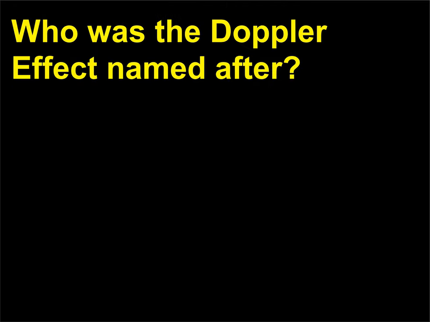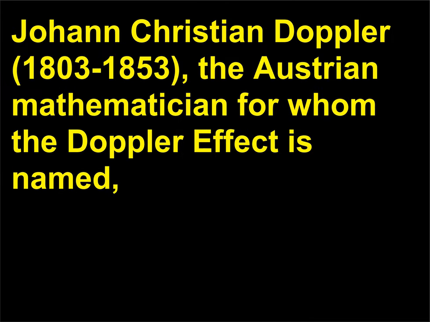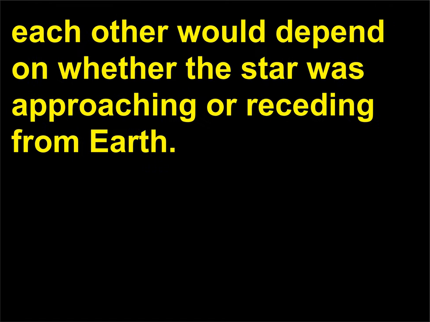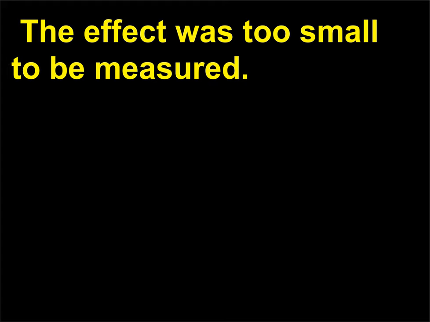Who was the Doppler effect named after? Johann Christian Doppler, 1803-1853, the Austrian mathematician for whom the Doppler effect is named, proposed in 1842 that the color of double stars rotating about each other would depend on whether the star was approaching or receding from Earth. The effect was too small to be measured.